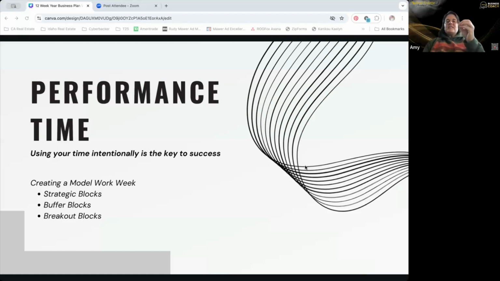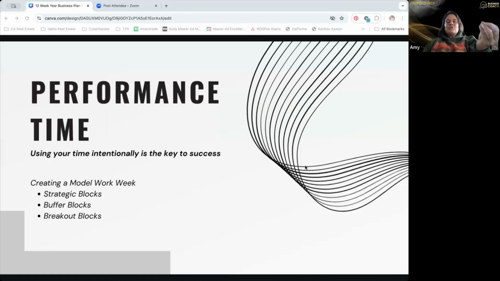The strategic blocks are 3-hour blocks of time that should be scheduled at least 1 time per week and should not be broken up into smaller chunks. One 3-hour block. The idea with the strategic blocks is you're going to have 3 hours of uninterrupted time. We're going to turn off our phone, turn off notifications, close the door, and focus. This time is going to be spent doing most of the important activities.